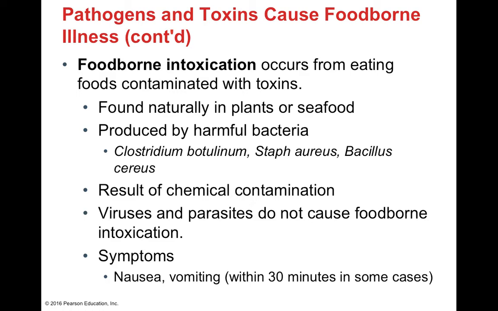Some toxins are found naturally in certain plants or certain seafood. Sometimes they're produced by different types of harmful bacteria. You may recognize this one, botulinum, which is what creates one of the different types of chemical compounds that is known as Botox. We also have Staph aureus and Bacillus cereus. All of these can cause byproducts that can cause you to get very sick when you eat food that has been contaminated by these toxins.